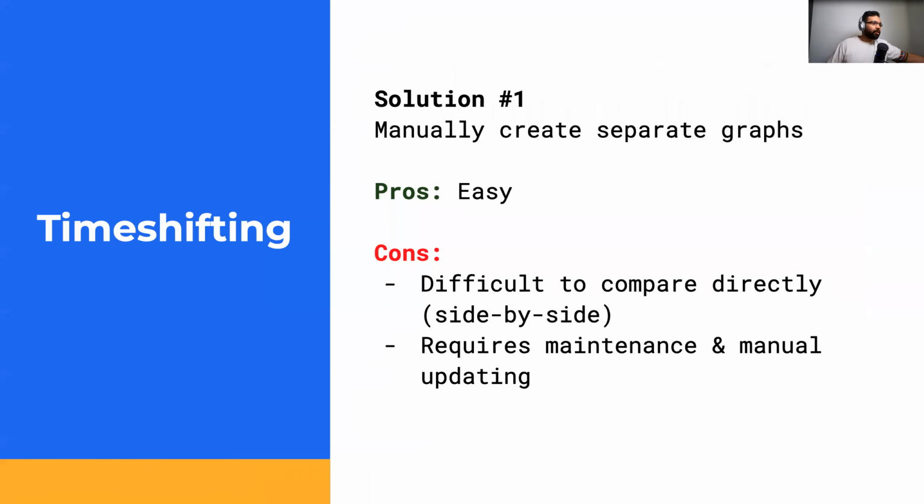So there's different ways to do this. And the first way to do it would be to create separate graphs. You could even have a graph for week 1 and week 2 and juxtapose them. But the issue with that is, it's kind of difficult to compare side by side because these are two different graphs and you have to constantly switch between them. And it also requires maintenance and manual updating.